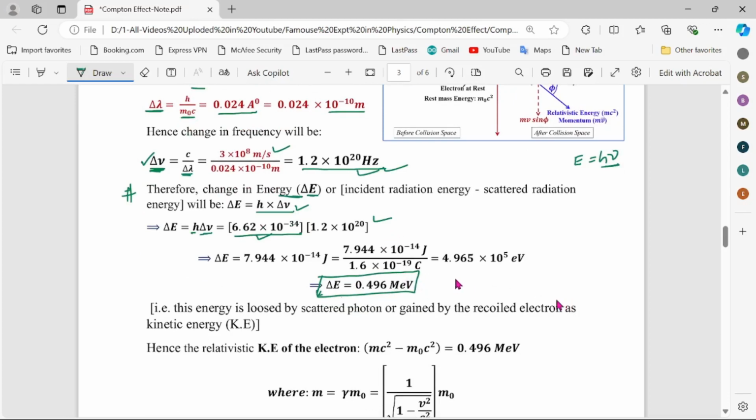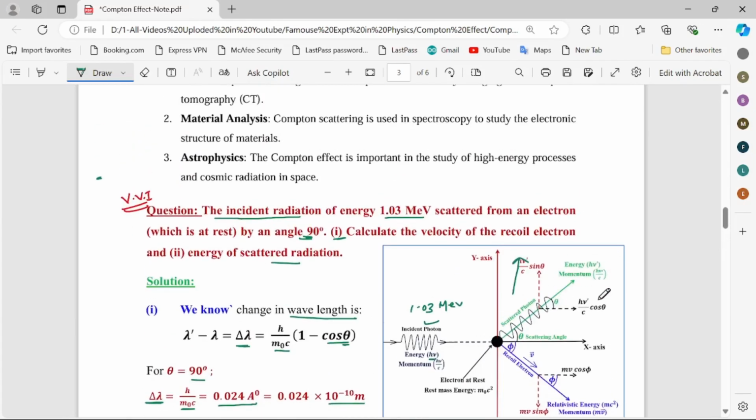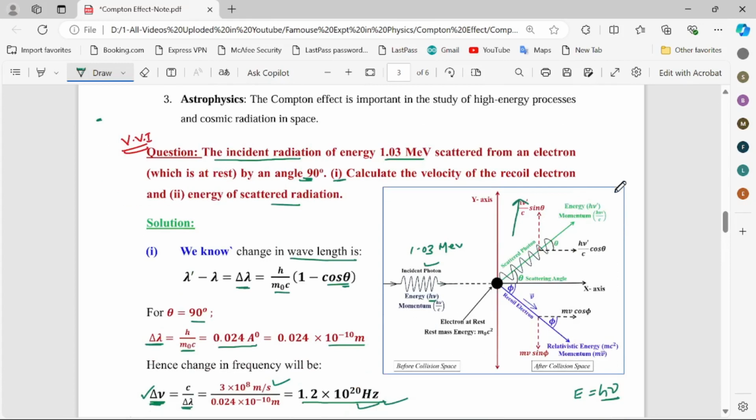Change in energy means final energy minus initial energy, right? That means h mu dash minus h mu. In the figure you can see the final energy after scattering. What is the energy? h mu dash. At the time of incident, the energy was h mu.